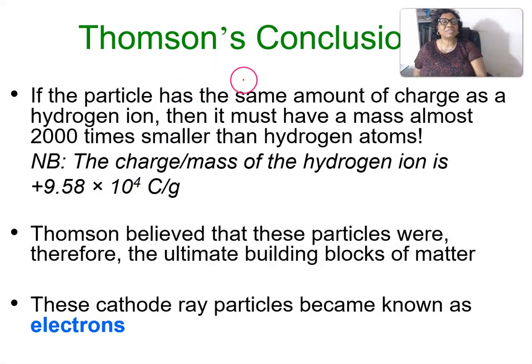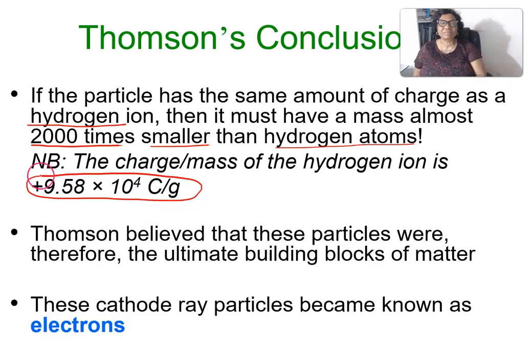So, Thomson's conclusion from his experiment: if the particle has the same amount of charge as hydrogen ion, then it must have a mass almost 2,000 times smaller than hydrogen atoms. So the charge to mass ratio for hydrogen was observed to be this. So with this, Thomson believed that these particles were therefore the ultimate building block of matter.